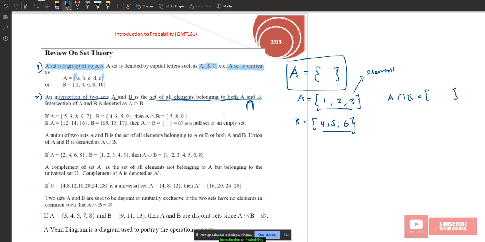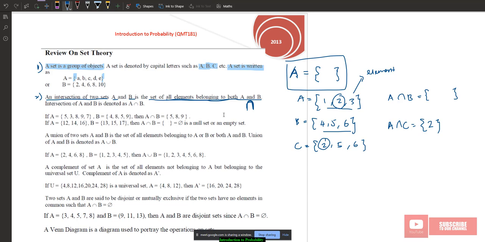They are in A and B. So let's say I put set C is equal to 2, 5, 6, right? So if you want to find A intersect C, A and C, we have element 2 in A and also in C. So A intersect C should be only 2, right? So this is just the symbol for an intersection.